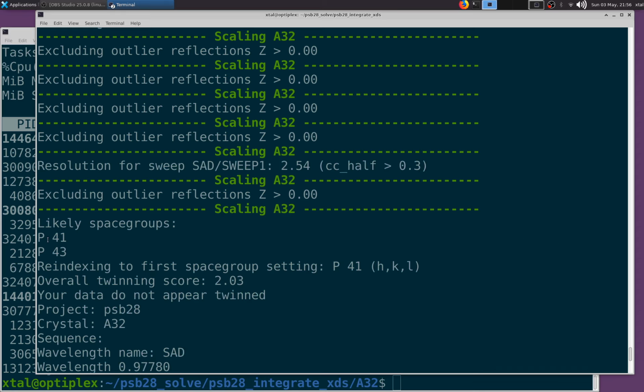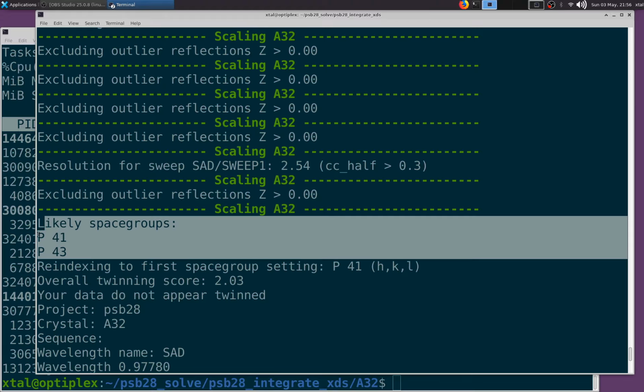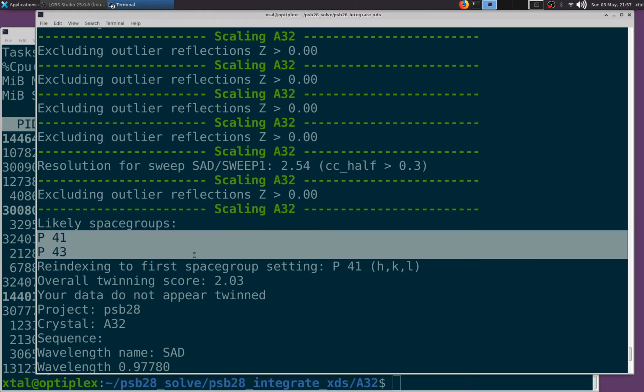So we look at this. The likely space groups are P41 and P43, which are tetragonal with a 4-fold axis that is a screw, and these are enantiomeric space groups. One is the mirror image of the other. We can't tell which is correct until we solve the structure, or we're looking at real space. In reciprocal space, there's no easy way of telling.